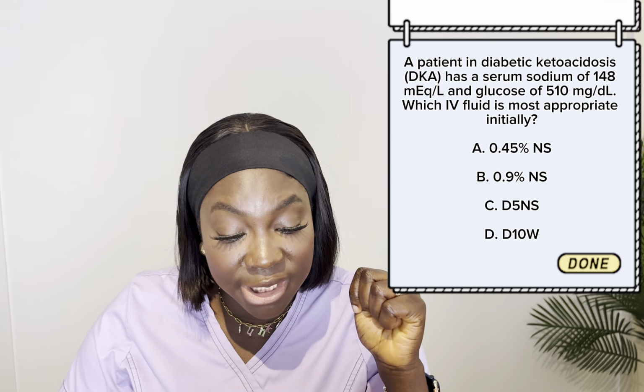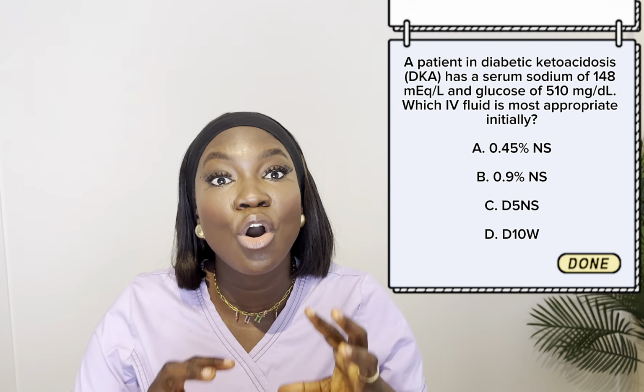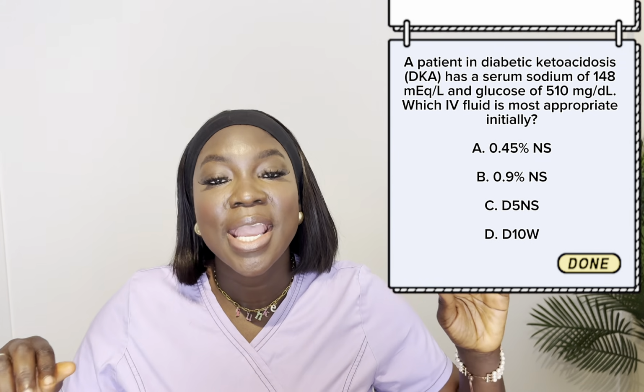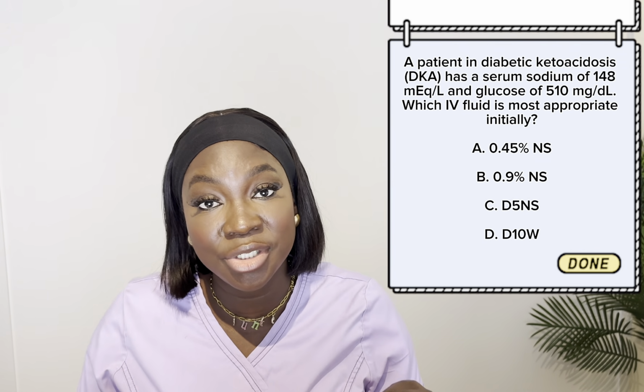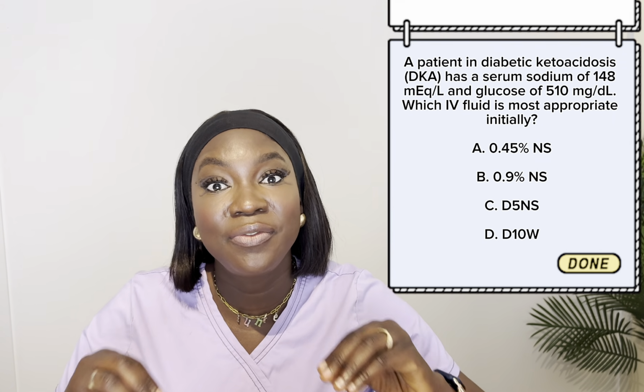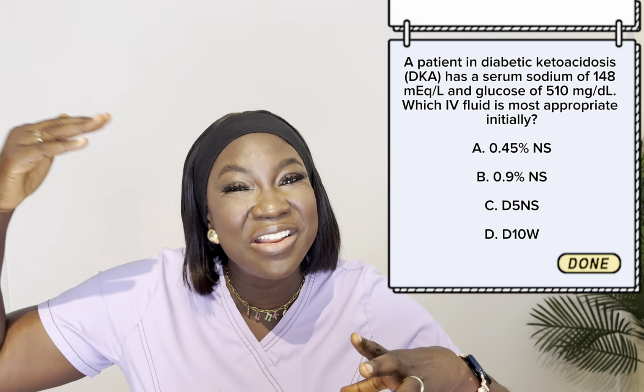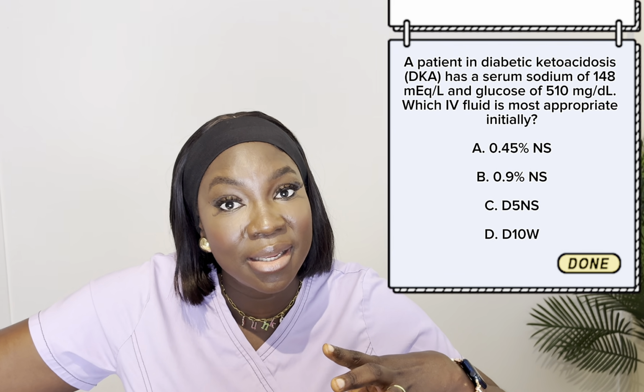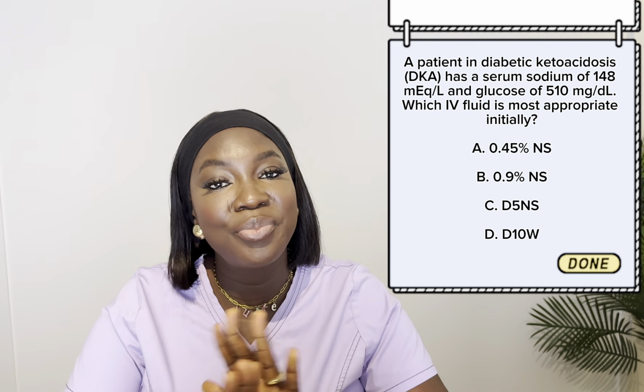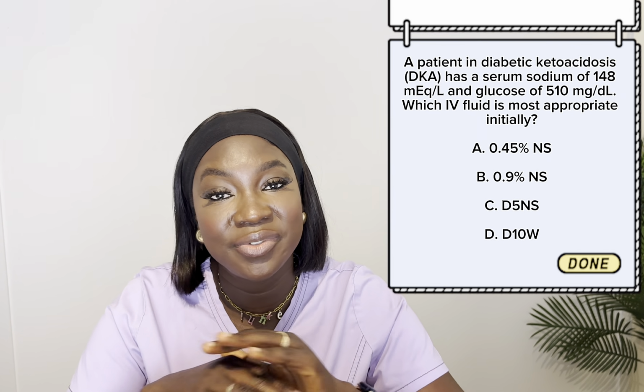Okay, and D says 10% dextrose in water. This is pure sugar water. It will worsen hyperglycemia and dehydration. This should not be your initial fluid because it's like you're adding more sugar to the already elevated sugar level, hyperglycemia. Okay, and it is not appropriate in the initial phase of DKA.